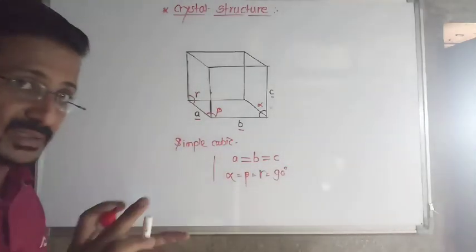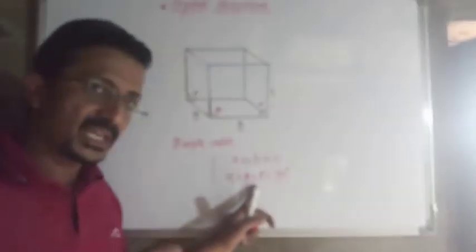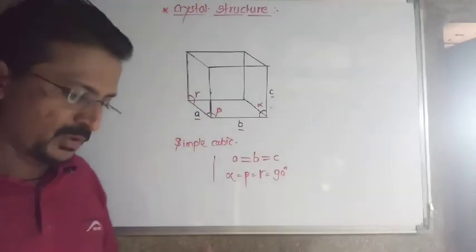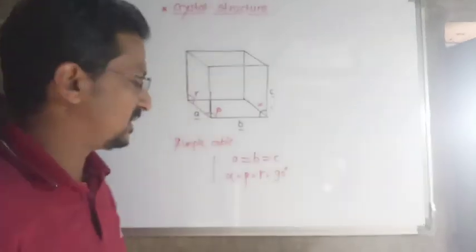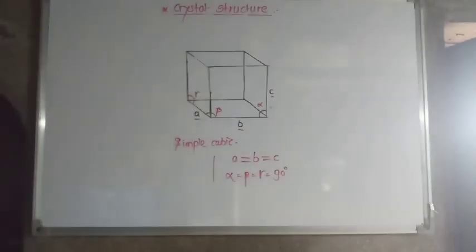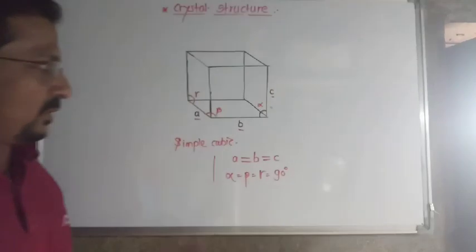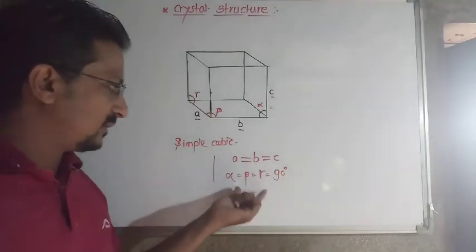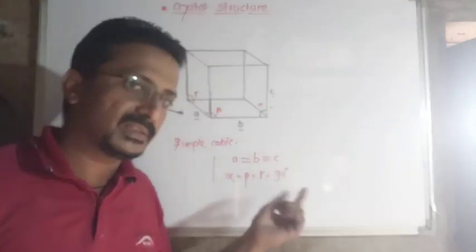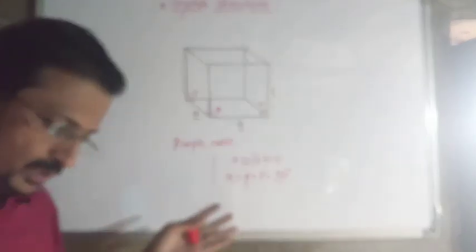These are the parameters of edge length and edge angles for a simple cubic crystal. And a simple cubic unit cell is there, but there are a number of unit cells, and in those different unit cells, the edge lengths and edge angles are different. It varies from crystal structure to structure.